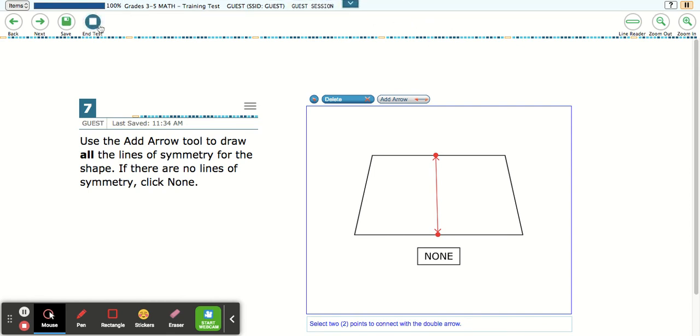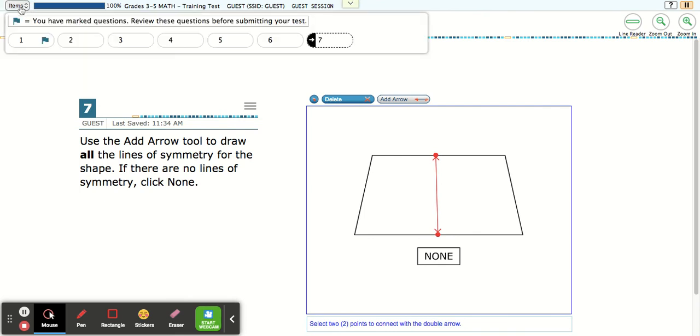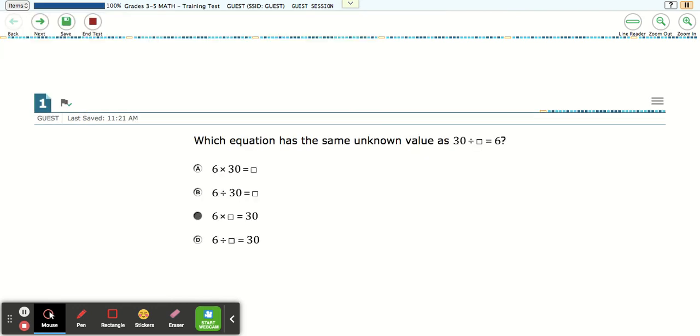Before you do that, remember how we flagged our question? If you click on items up here, it says you have marked questions. Review these before submitting your test. So you can go back and you can see, hey, I couldn't remember how to do number 1, or I wasn't sure. I'm going to go back to question number 1 and check my work. You can then change your answer if you think you want to.